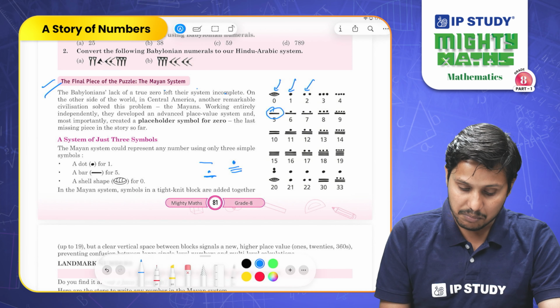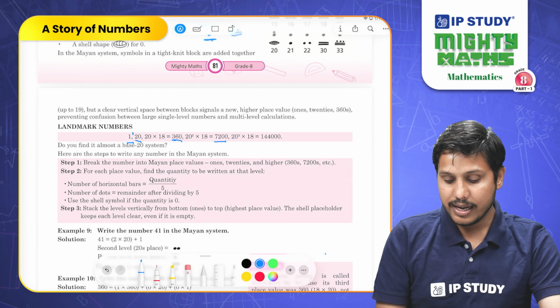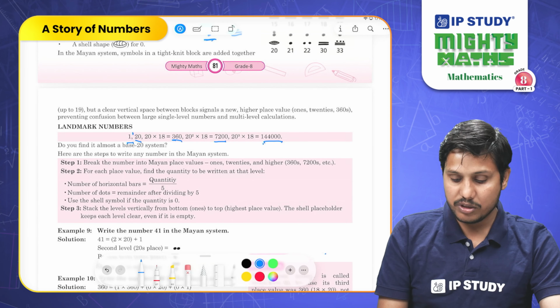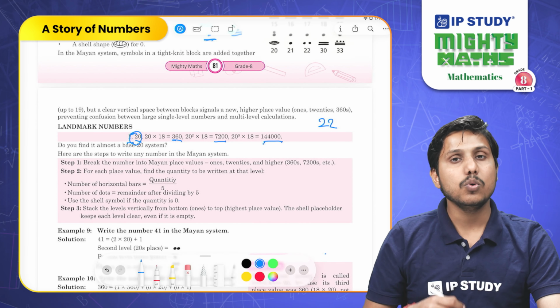Like it starts with 1, the second landmark is 20, then 360, then 7200, and then 1,44,000. Now in order to write, let's suppose I have to write 22, then I have to use this 20 to write the number. So it will be 20 plus 2. Now in order to represent 20 we have to use a dot which will indicate 1 times 20, and here we have to put 2 zeros below it to indicate that the second number added with 20 is 2.